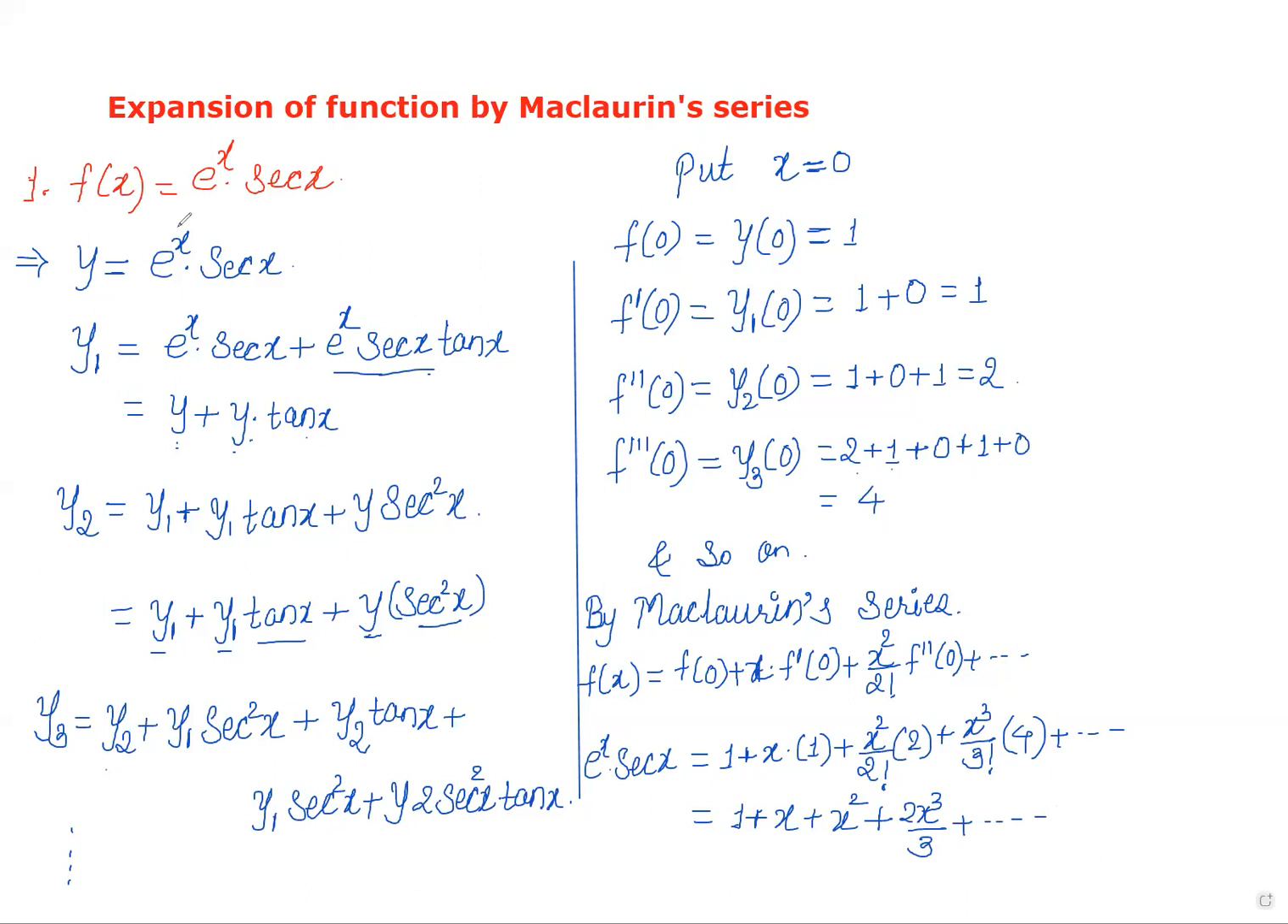Now next, what was the next example? Second example. I've given f of x is equal to e raised to x cos x. So let us solve this. The given function f of x is equal to e raised to x cos x.